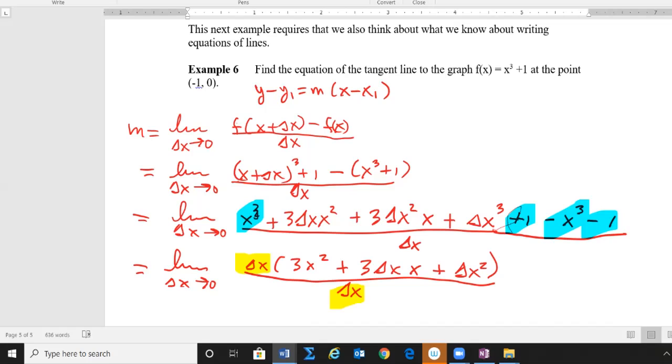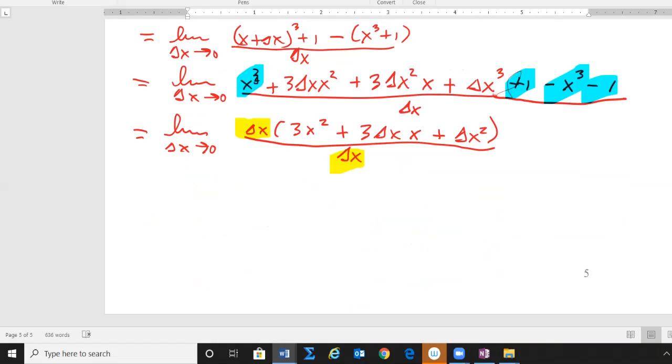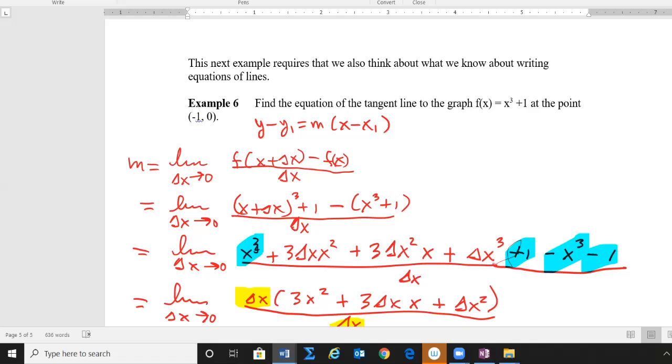Okay, so we finally have this last expression, which is 3x squared plus a 3, let's say 3x delta x, and then a delta x squared. As delta x approaches 0, we just have 3x squared. Okay, now we were trying to find the slope at this point, -1, 0.